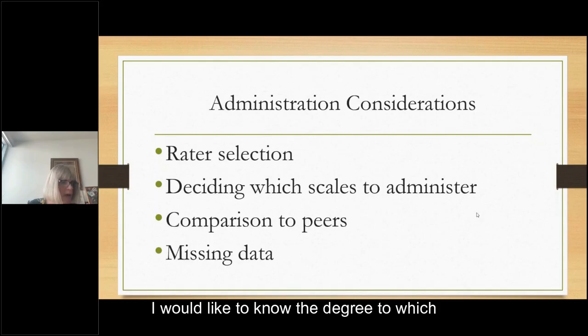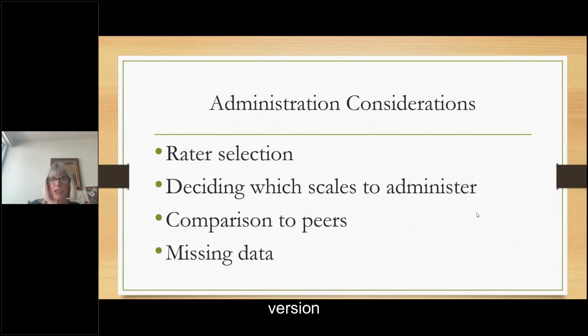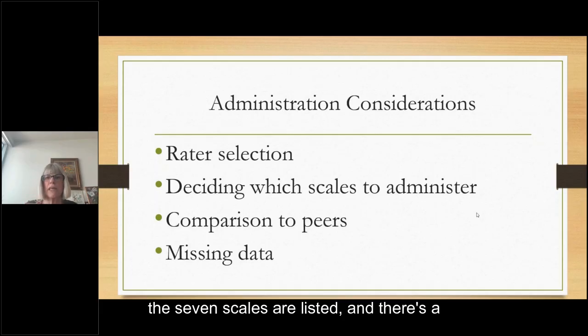I would like to know the degree to which the student exhibits a number of characteristics in comparison to her grade level peers. Now, on the front of the paper pencil version of the SIGS 2, the 7 scales are listed, and there's a checkbox that you can check, which lets the rater know which scales to rate. You also could highlight the names of the scales.